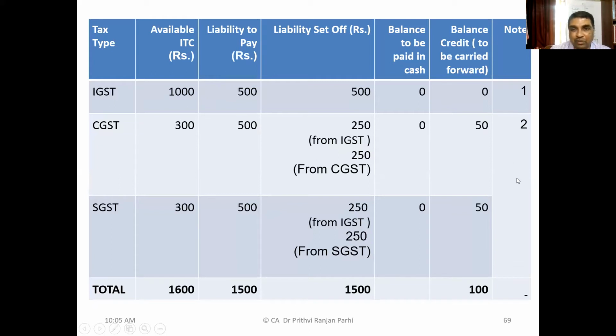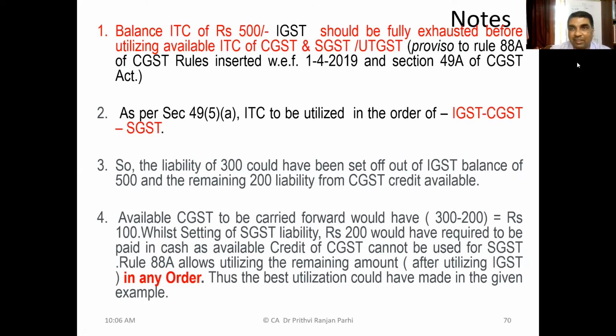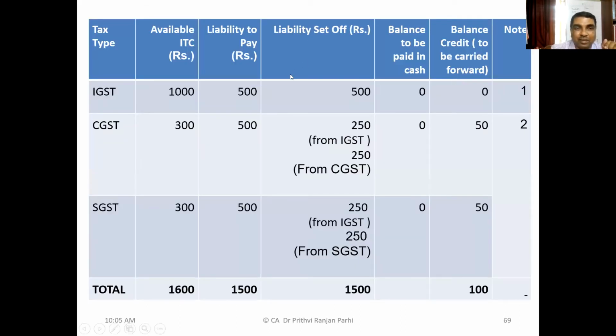Now let us note down some additional things. See the first case. IGST credit was 1,000. Liability was 500. I use 500 credits. The balance of 500 is still there, which will be utilized for CGST.